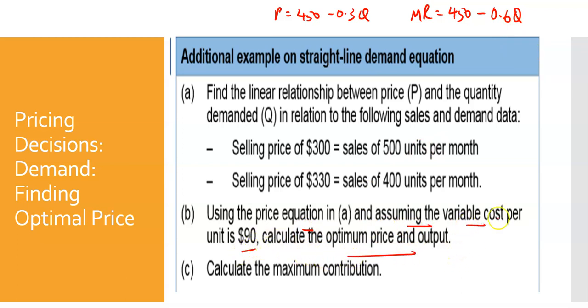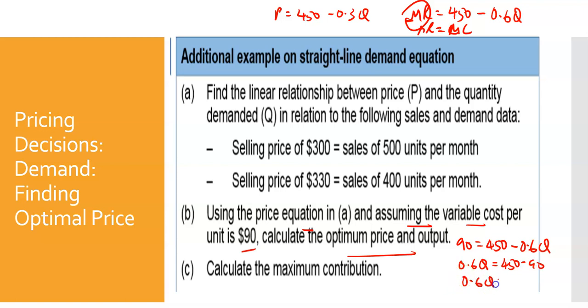optimal price and quantity. Well, if MR is equal to MC at the optimal point, that means that 90 is equal to 450 minus 0.6q, right? Because this is MR. MR is equal to MC, so I just substitute MR for MC. And now I can find Q, because it means that 0.6Q is equal to 450 minus 90.